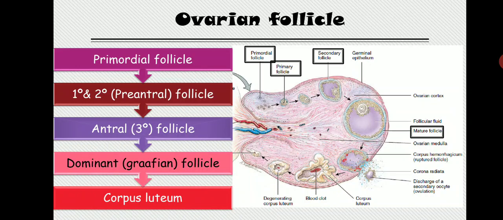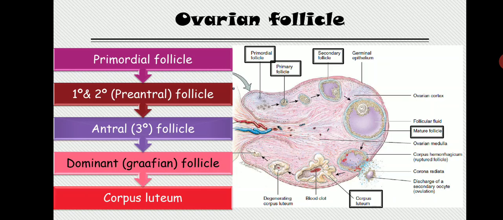Now let me give you some clarity between the pre-antral and antral follicle. The meaning of antrum is a space. If a space appears over here, if a small vacuole is present over here, then it is known as an antral follicle. And all the stages present before the antral are known as pre-antral follicle. Got it? Then the last one is the corpus luteum.